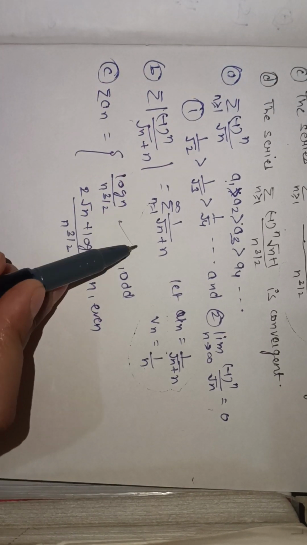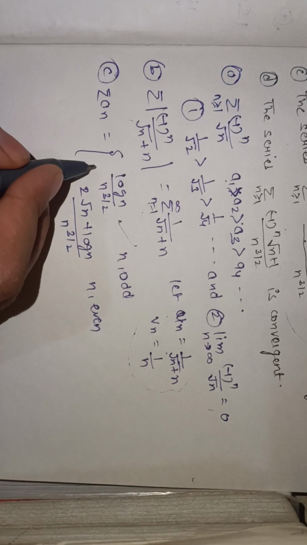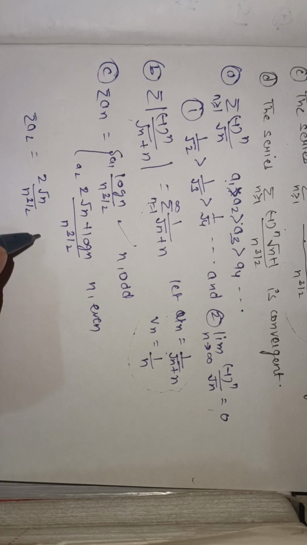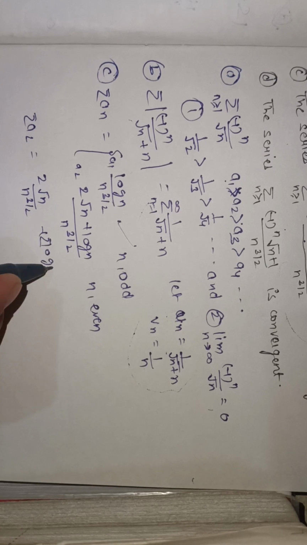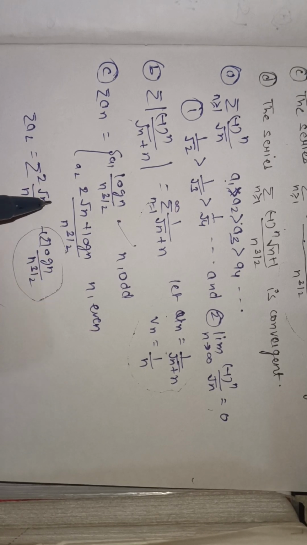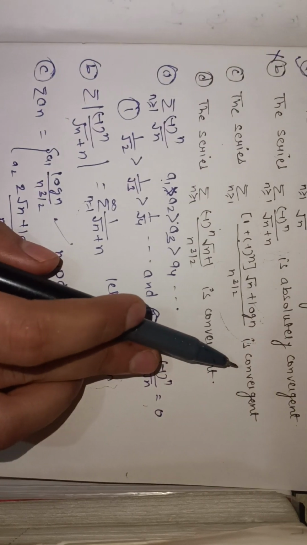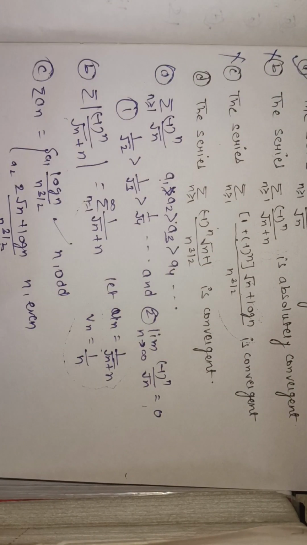Let this be a1 and this be a2. The series a2 is equal to 2 root n upon n to the power 3 by 2 plus log n upon n to the power 3 by 2. The log part is convergent, but the other part is not convergent by the P series test. The series is summation 1 upon root n, and by the P series test this series is divergent. So the whole series is divergent. So this option is also wrong.